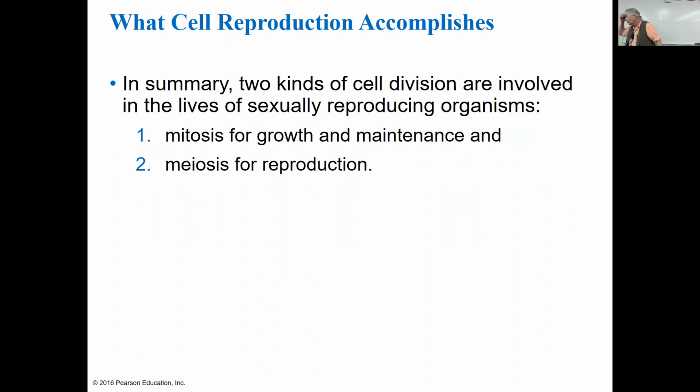Okay, so in summary, two types of cell division are involved in the lives of sexually reproducing organisms. One, mitosis for growth and maintenance, and two, meiosis for reproduction of a new individual.